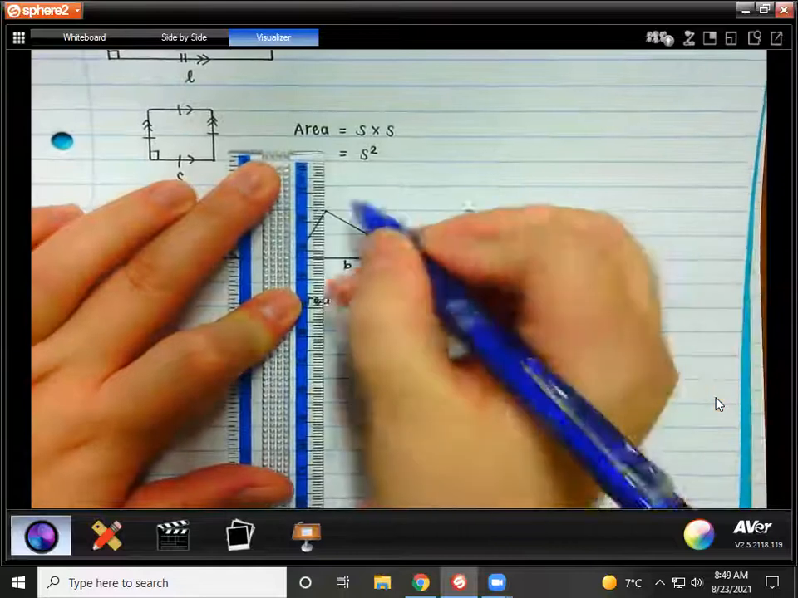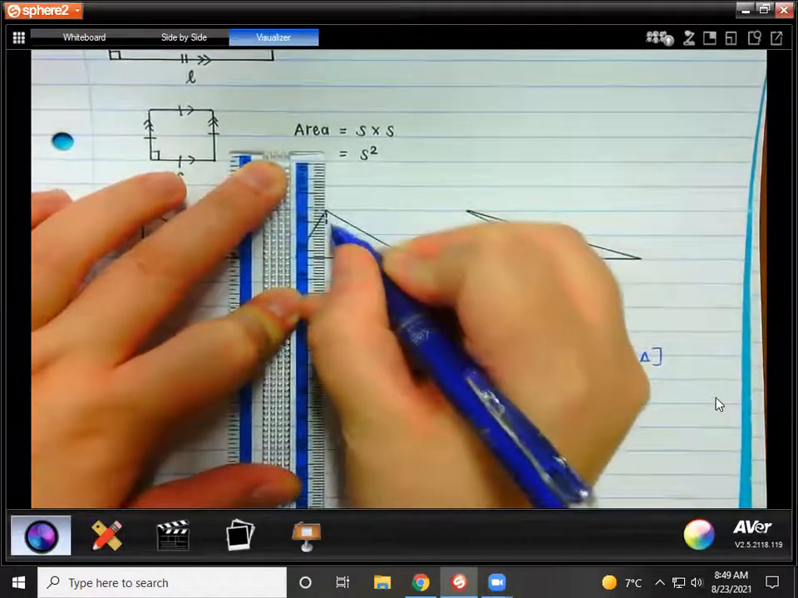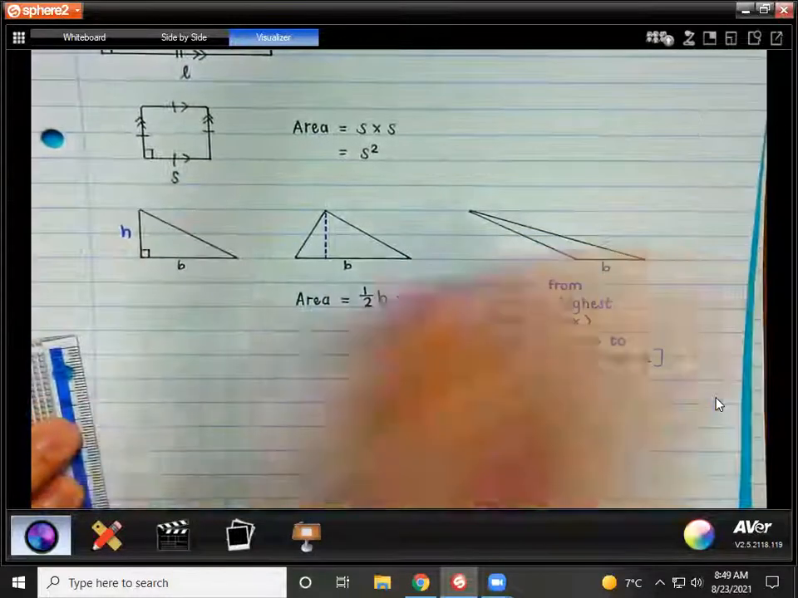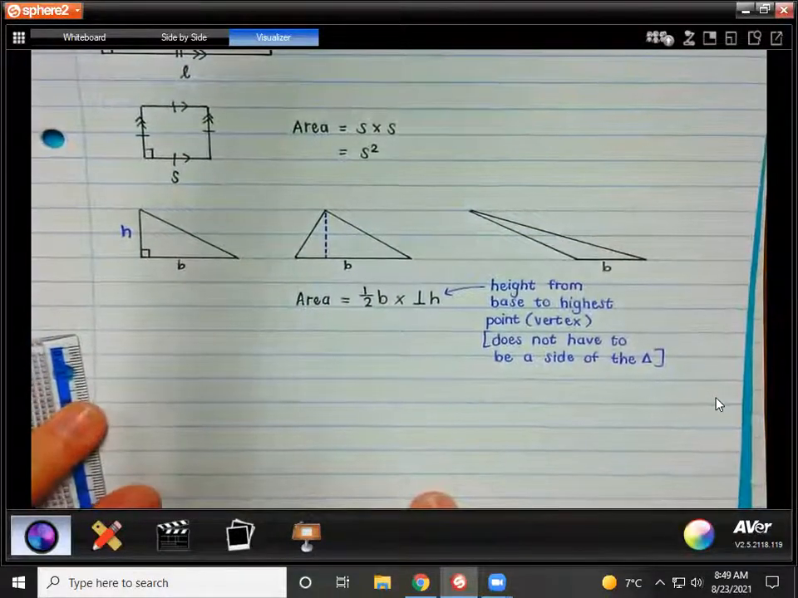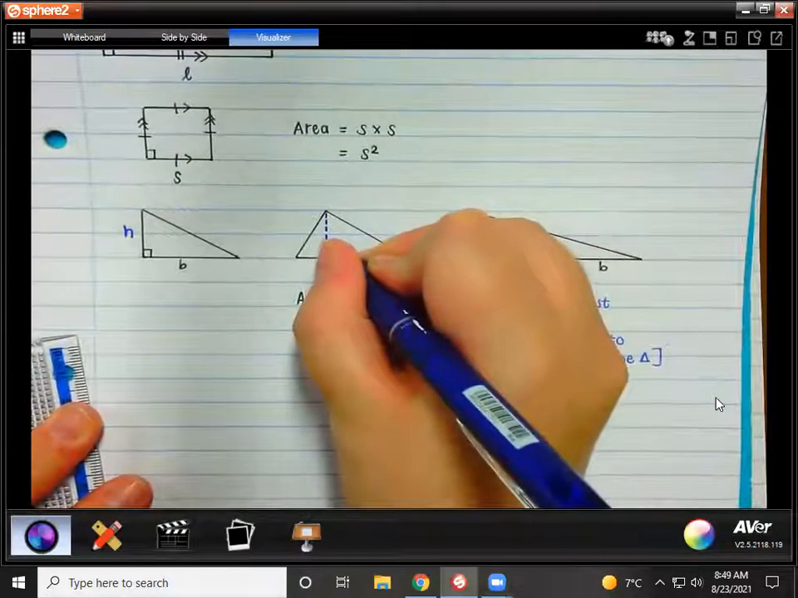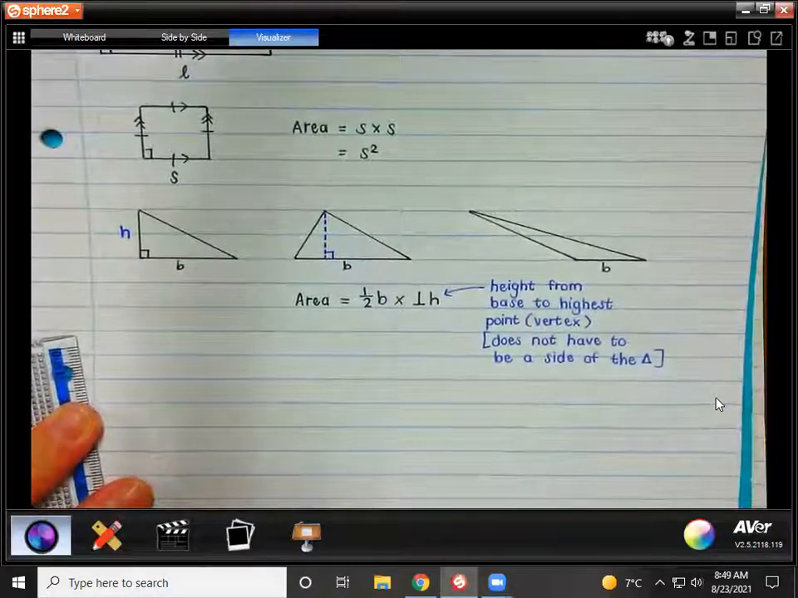So we're going to draw a dotted line and just try and draw it so that it is perpendicular to the base, so that it would actually make a 90-degree angle with the base. So look at what I did. Okay, and just do that. Then we're just going to draw in a 90-degree angle there.